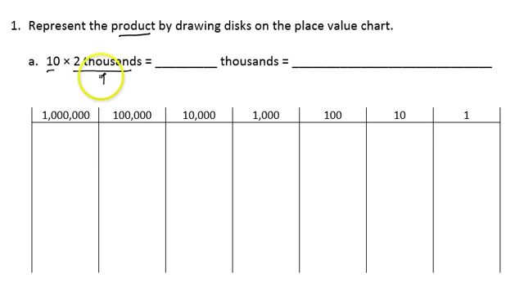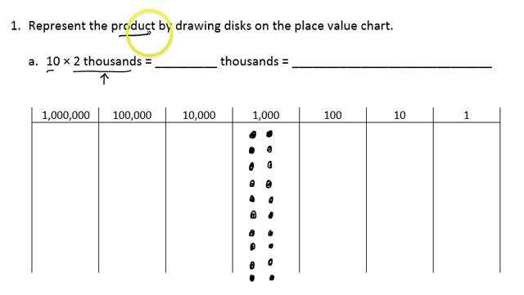I'm going to start by drawing my 2 thousands discs in the thousands place on the chart. So here are 2 discs. Each disc represents 1,000. Now I'm going to multiply those by 10, which means I'm going to take each disc and make it 10 times greater. And I'll do that by drawing 10 more discs for each of these individual thousands discs. So I've made each disc 10 times greater.